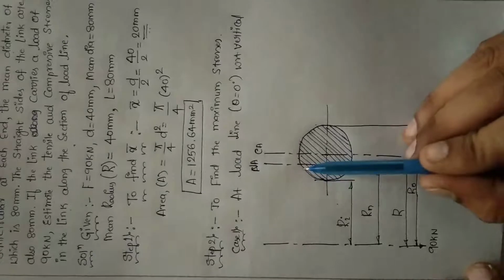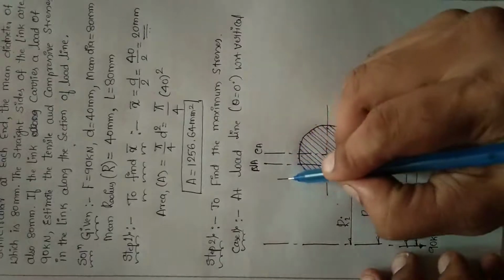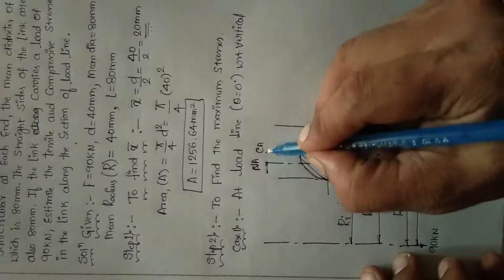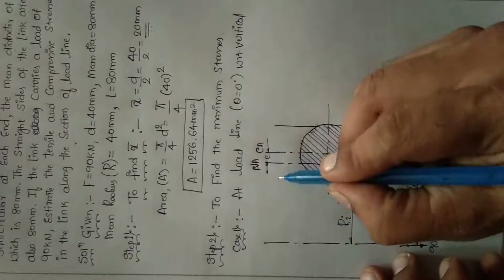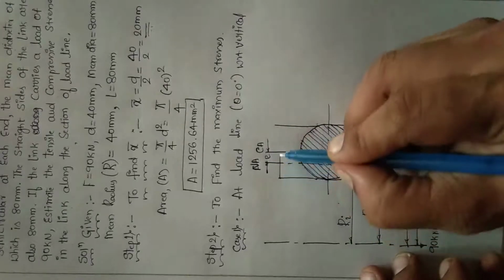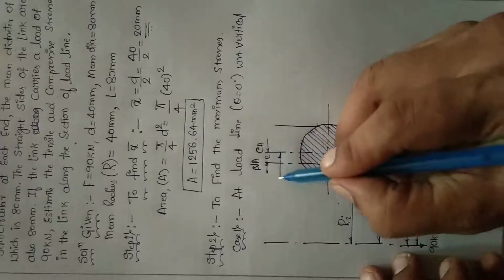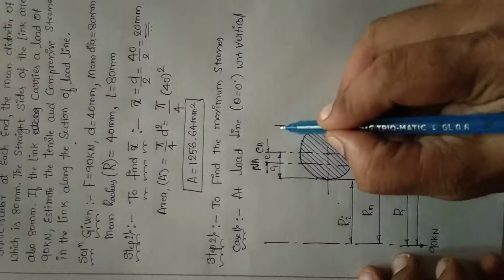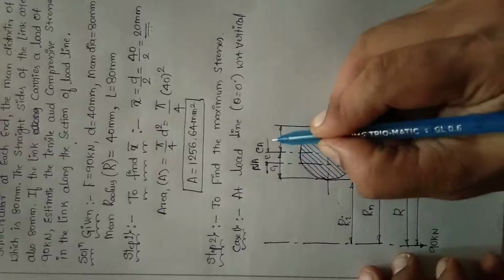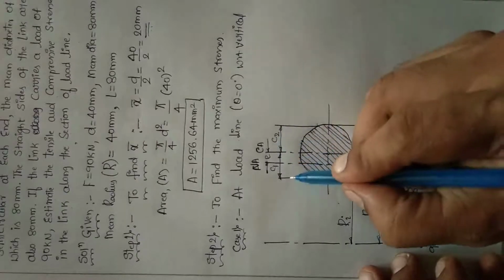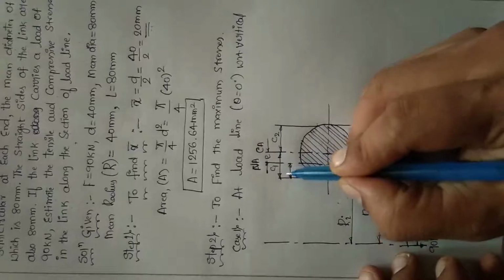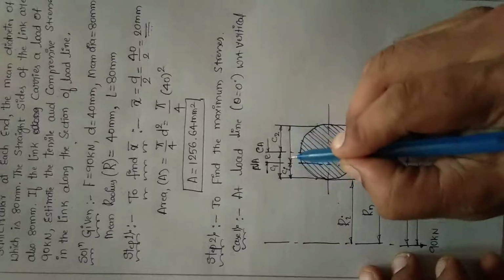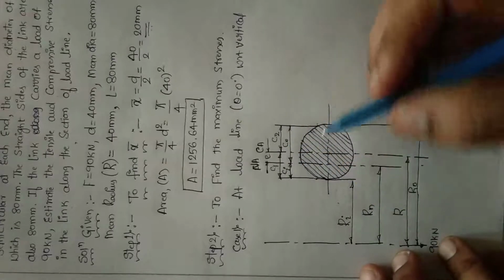How? Here you can see, the distance between the inner fiber and the outer fiber is E. From the inner fiber to the centroidal axis is C1, and from the outer fiber to the centroidal axis is C2. The same for the neutral axis: from the inner fiber to the neutral axis is Ci, and from the outer fiber to the neutral axis is C0. So these are the notations.